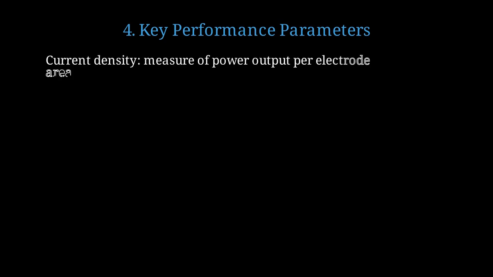Current density, measured in amperes per square centimeter, indicates how much power the fuel cell generates per unit electrode area. Current density i equals total current I divided by electrode area A, typically expressed in amperes per square centimeter. Microfluidic fuel cells typically achieve current densities between 10 and 100 milliamperes per square centimeter.